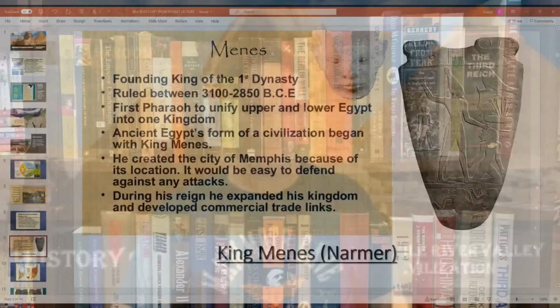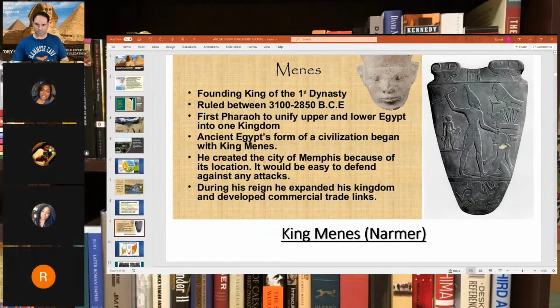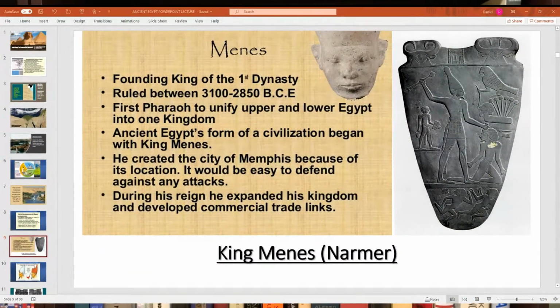So yeah, we're talking about King Narmer, how he unified the state together. Menes, Narmer, Men, it's all kind of the same person that we're talking about overall. So anyway, I have some other slides I can share with you as well.